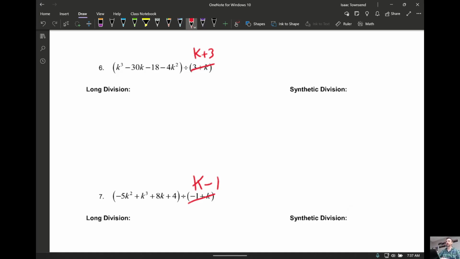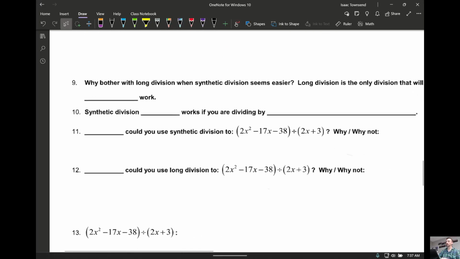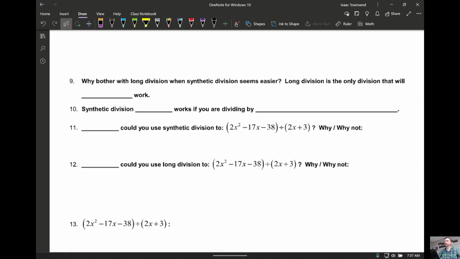Okay, and then skip all the way to the second page, the top of the second page. Most people would say that synthetic division seems easier, so why do we bother with long division? Well, long division is the only type of polynomial division that always works. It's kind of like the quadratic formula. If you only learn one way to solve quadratics, it has to be the quadratic formula. If you only learn one way to do polynomial division, it has to be long division.